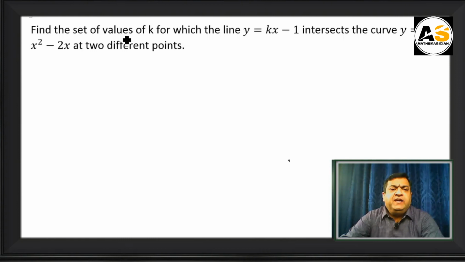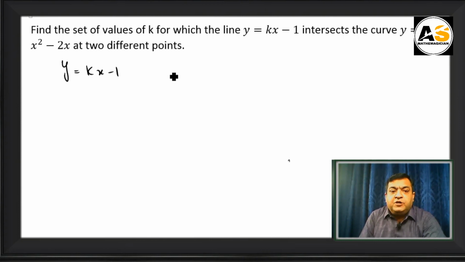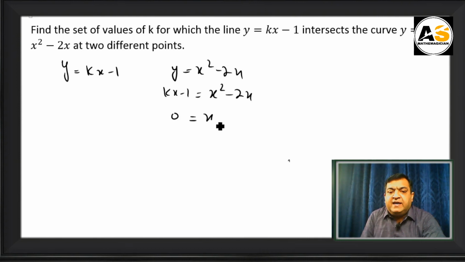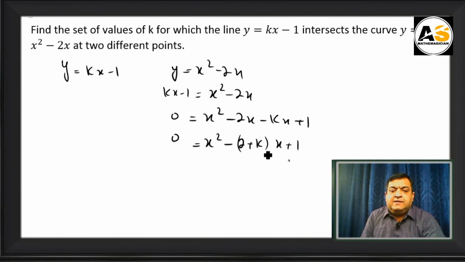For the next question, we have to find the values of k for which this given line intersects the curve at two different points. Same like previous question, we will take the value of y, kx minus 1, and put it in the equation y is equal to x square minus 2x. That is kx minus 1 is equal to x square minus 2x. Rearranging, we will get x square minus 2x minus kx plus 1 is equal to 0, that is x square minus (2 plus k) times x plus 1 is equal to 0.